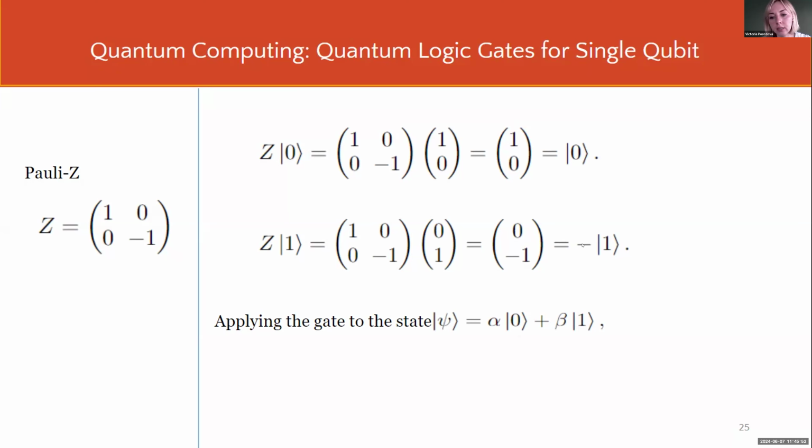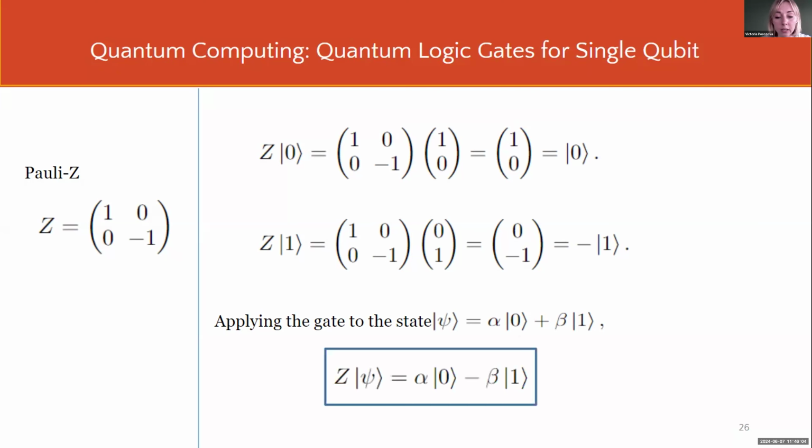Because -1 is the exponential, it is the phase. So it will also rotate your qubit if the qubit is in the state 1. So if you apply this to the state psi, this term will not change, and this term will gain the minus in front of it.